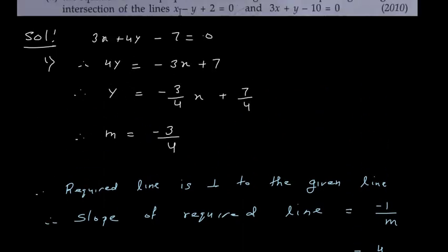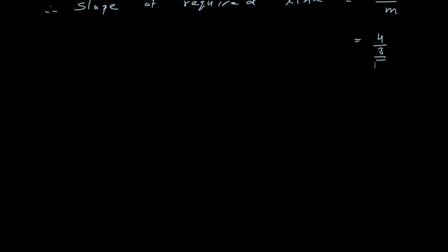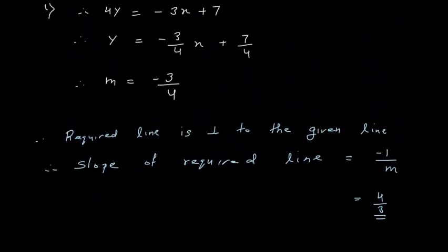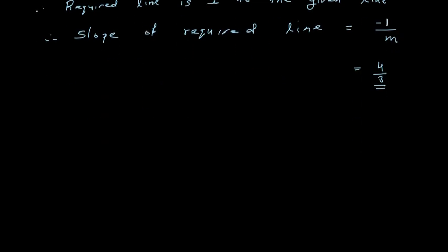Now the required line passes through the intersection of these two lines. So let us write these two lines. One is x - y + 2 = 0.